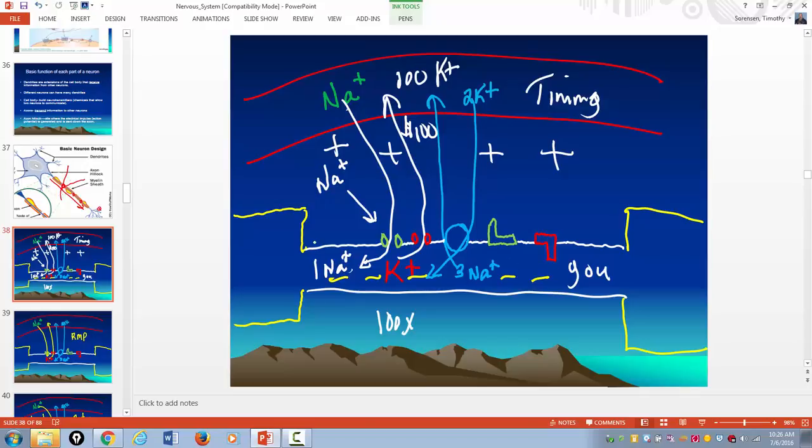So the fact that potassium is much more permeable than sodium allows you to have a difference in electrical charge across a cell membrane. And because you have a difference in electrical charge across the cell membrane, that cell has the potential to produce electricity. Now, the other thing that's embedded in all your cells is this little guy here called the sodium-potassium pump.